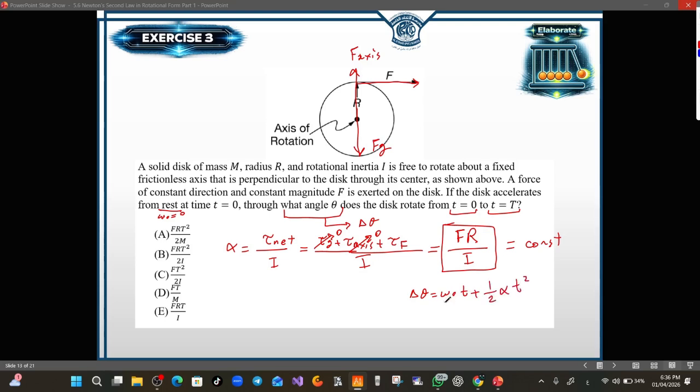We know that the object starts from rest, so omega 0 equals 0, and the delta theta equals half alpha, which is Fr over I, times t squared, where the final instant is capital T, so let's replace this t with capital T. So finally, the delta theta equals Fr T squared over 2I. So the correct answer is B.